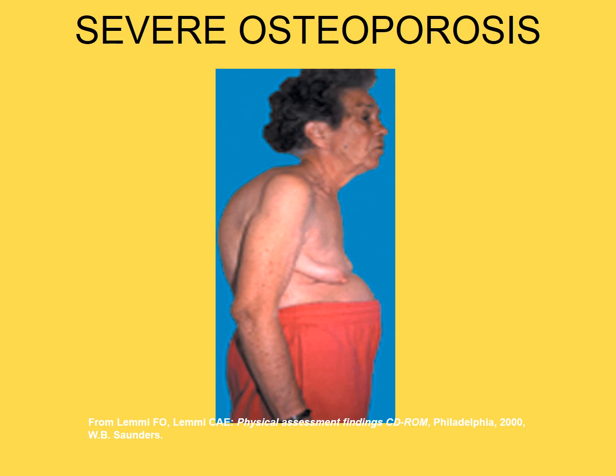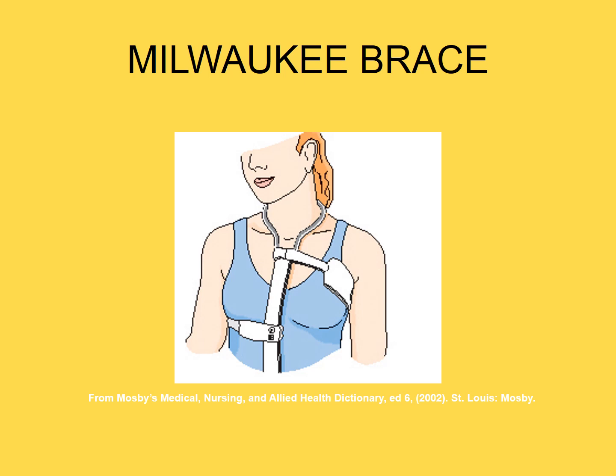Next slide. We can also apply a back brace as prescribed during acute phase to immobilize the spine and provide spinal column support. It's called a Milwaukee brace. Encourage the use of a firm mattress. Provide a diet high in protein, calcium, vitamin C, vitamin D, and iron. Encourage adequate fluid intake to prevent renal calculi. And instruct the client to avoid alcohol and coffee.